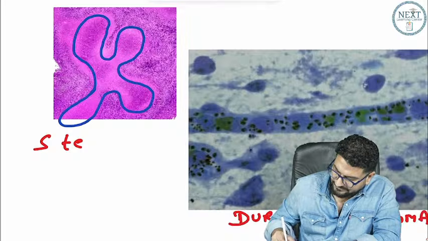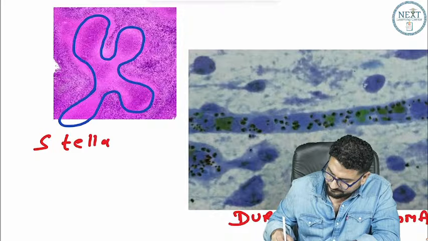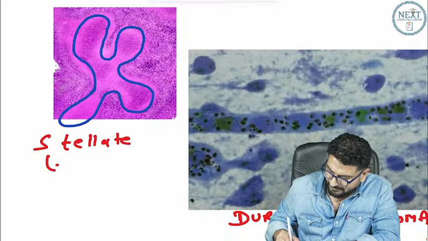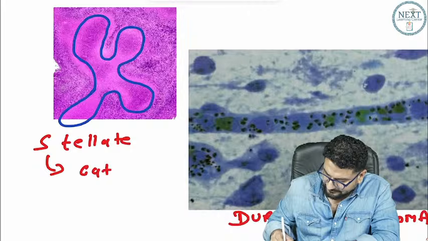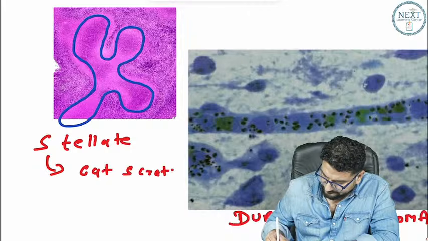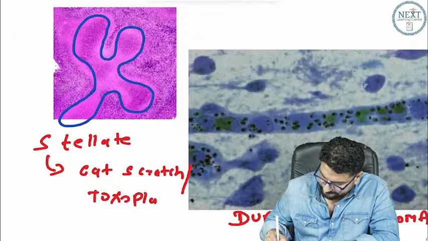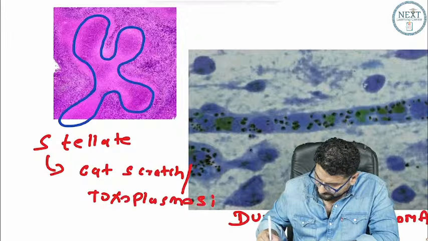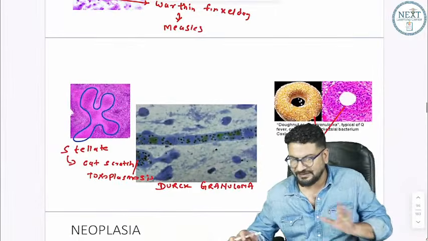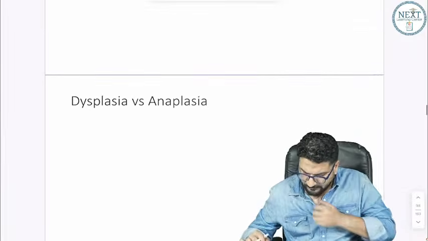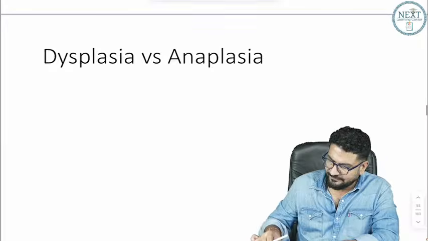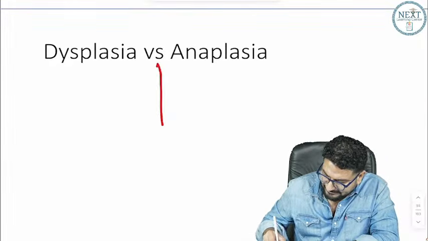This is your star shape, or I can say stellate shape. Stellate granuloma, where you'll see where? In cat scratch disease. Toxoplasmosis. So these are different types of granuloma which they ask us in an image-based question. Okay, now dysplasia and anaplasia, the main difference between these they ask in exam.